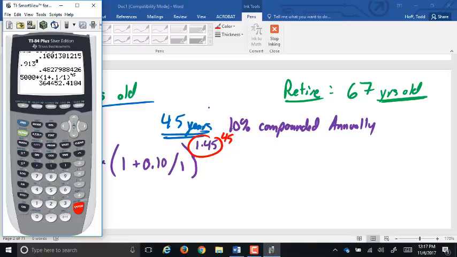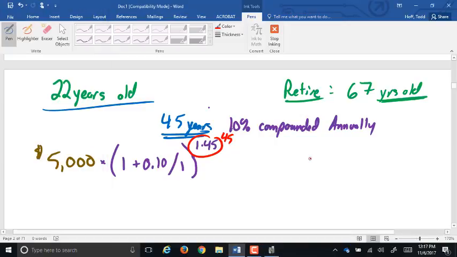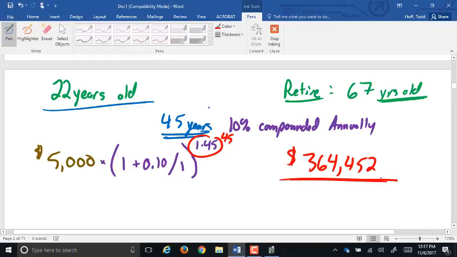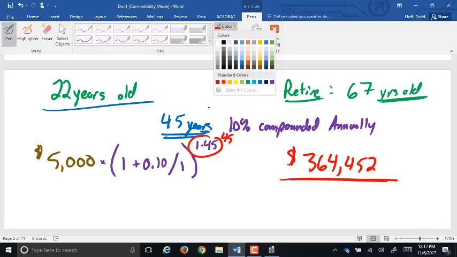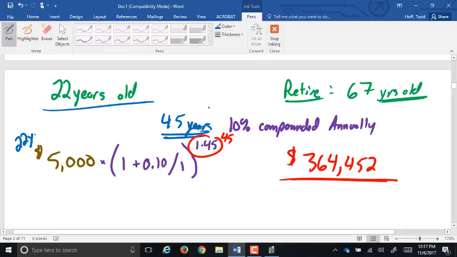If you did that at 22 years of age, at 10% interest, at 67, you'd have $364,452. And 42 cents, yes. So over $350,000 off of that one $5,000 investment. 45 years.